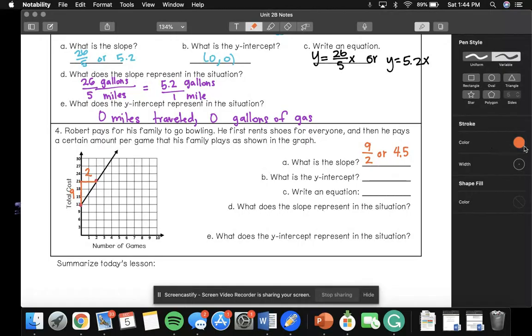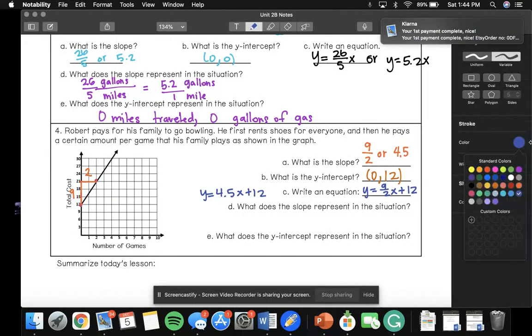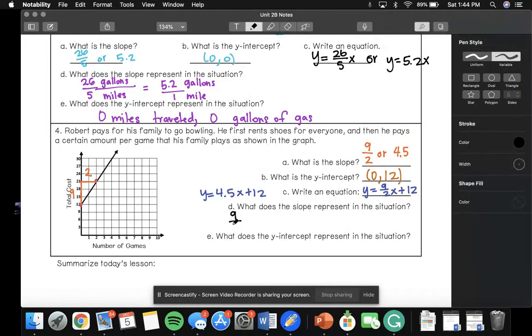All right, and second asks, what is the y-intercept? The y-intercept is where it crosses on the y-axis, so that is 0, 12. So the equation would be y equals 9 over 2x plus 12. You could also write it as y equals 4.5x plus 12 because it is a word problem. Next, it asks, what does the slope represent? So we'll use 9 over 2 first.